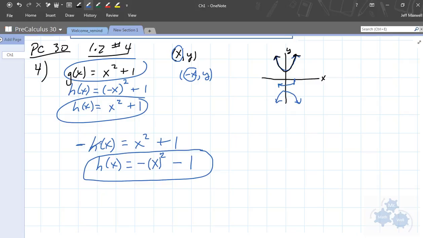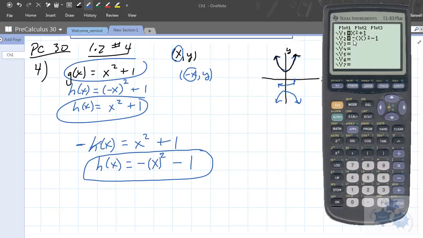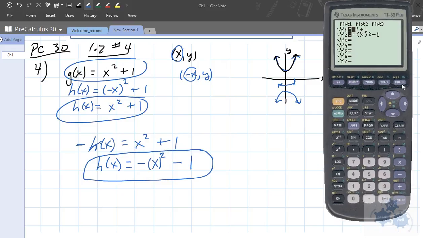And we could confirm that by graphing, which I'll do in a second. If I graph both of these functions, just to double check, here's the original function, and here's the one that should be reflected about the x-axis, and I graph that, and sure enough, here's your original function, and here is the other one, and they're reflected, okay?